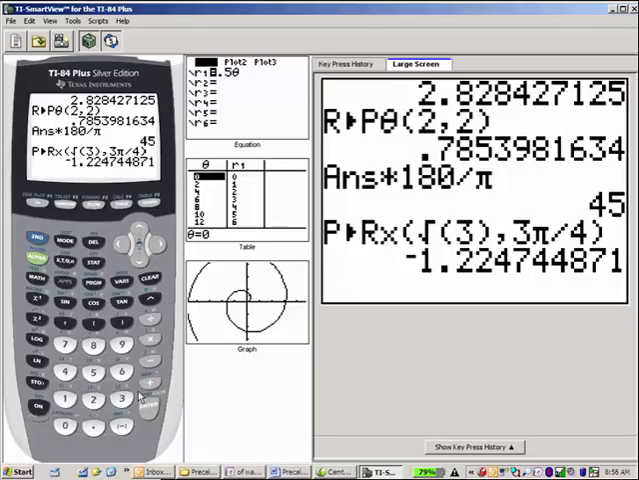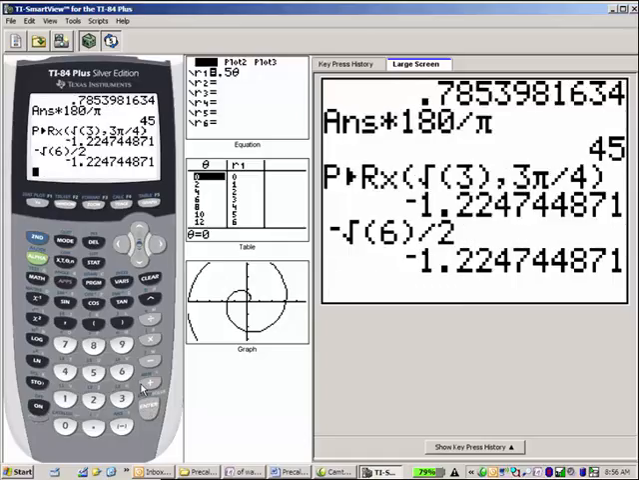Now, here's the thing. It's never going to tell you that it's negative root 6 over 2. Your calculator's not that smart. So if I ever ask you for an exact answer, I don't think your calculator is going to help you. Are you psyched about that?